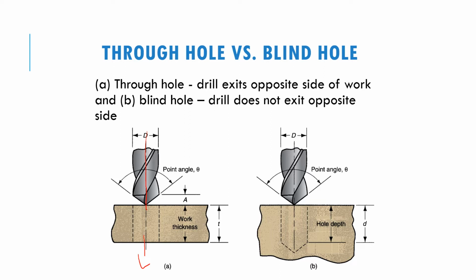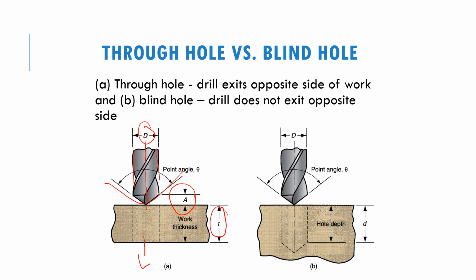Here, the parameter that you have to know is the diameter of the drill bit. Okay, so this is the diameter of the drill bit. You also have the point angle that you have to know, because in the calculation later you will use this value. And A is the allowance between the tool and the workpiece, the approach allowance, and then the thickness of the workpiece.